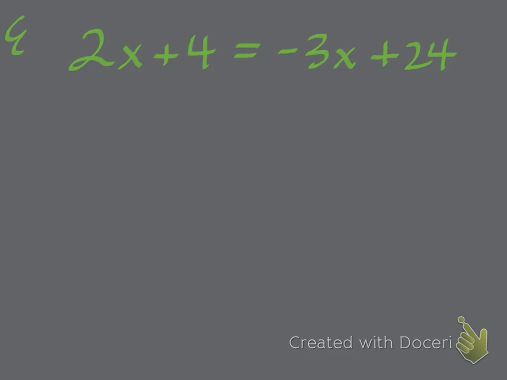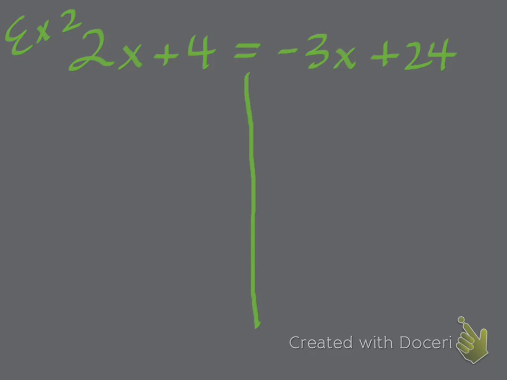Let's do 2 more just examples. We'll call this example 2. I have 4 more than 2 times the number is equal to 24 more than 3 times, negative 3 times the number. Let's remember again, think about your boundaries of each side of the equation.